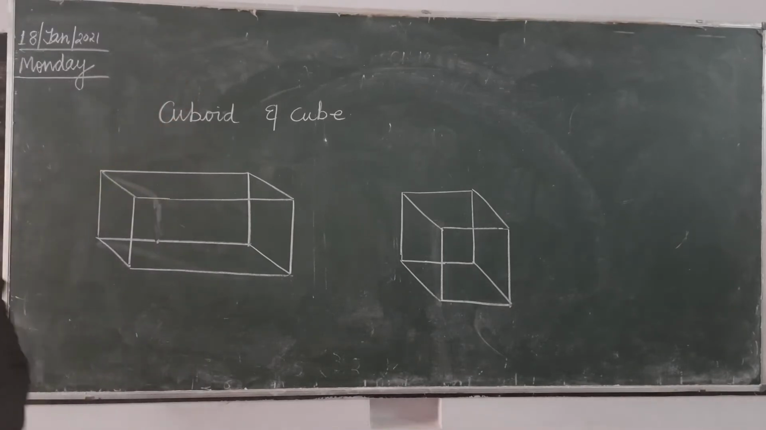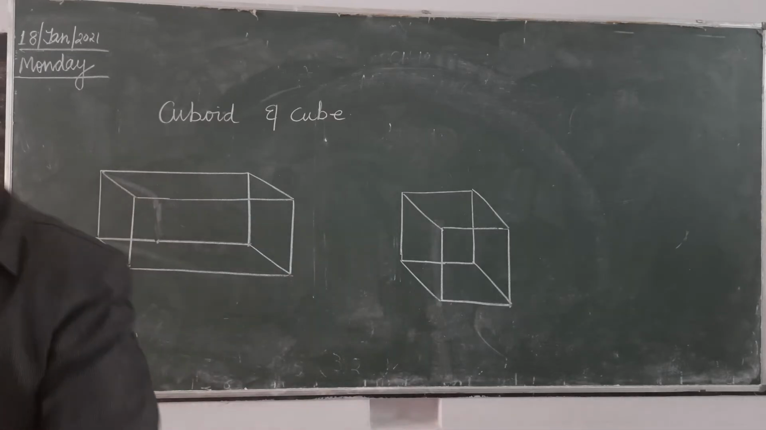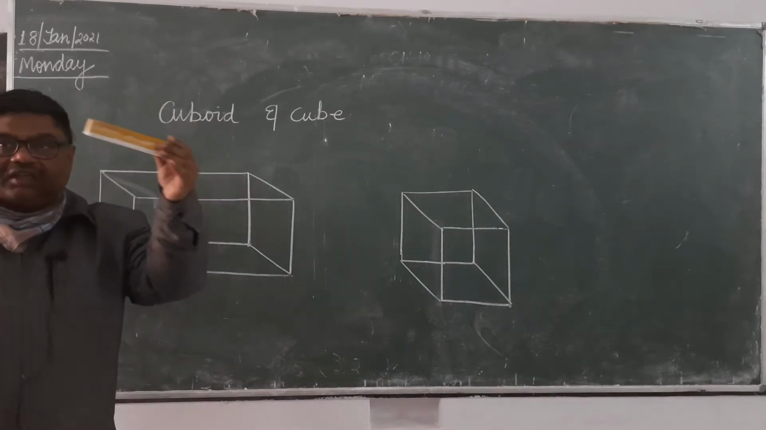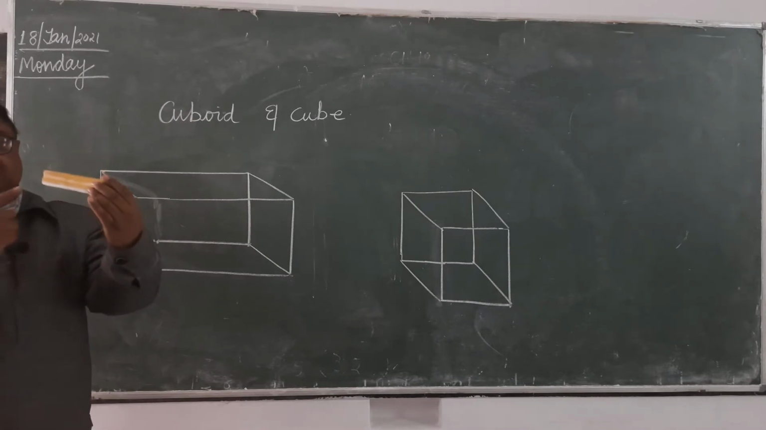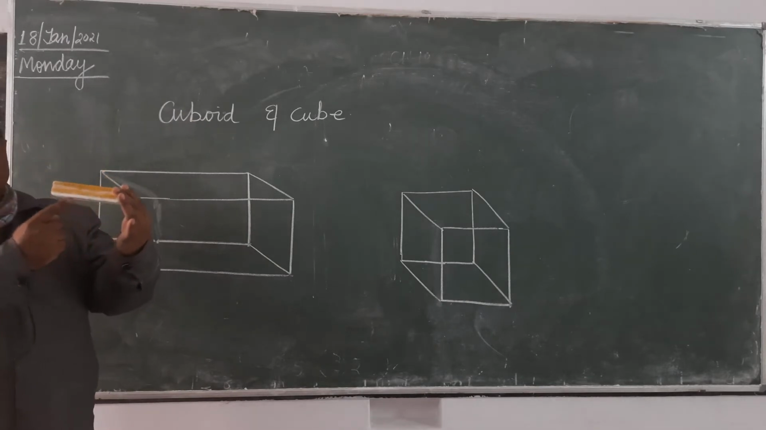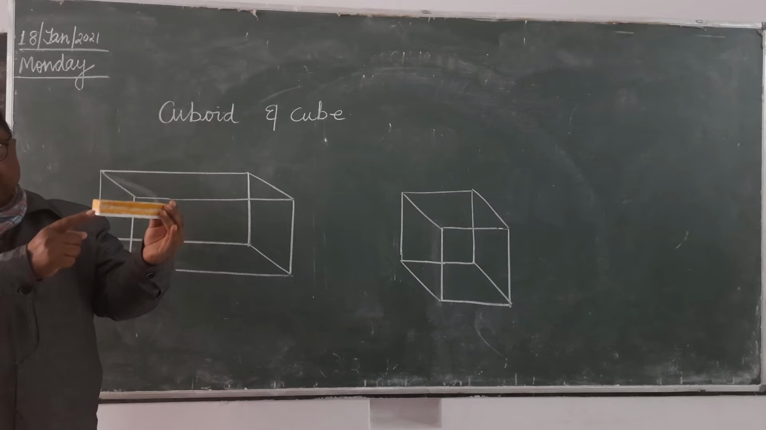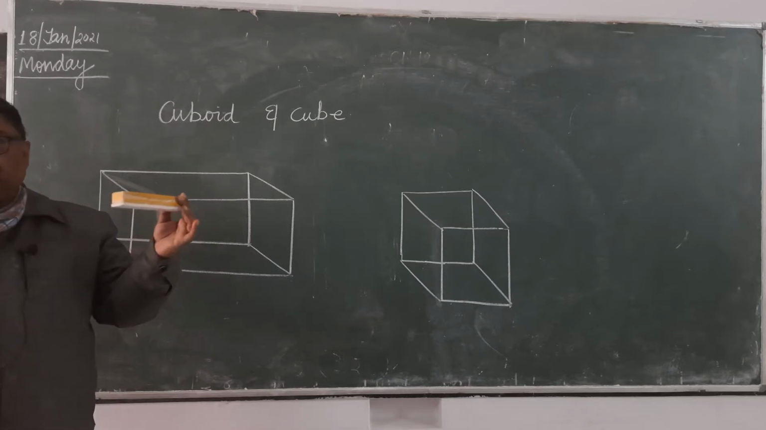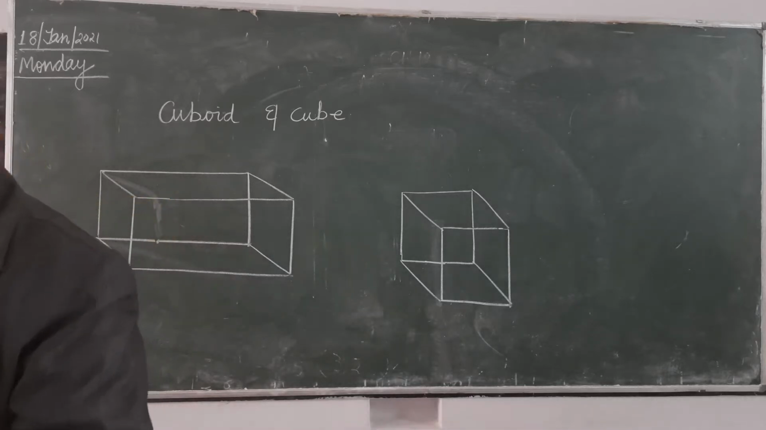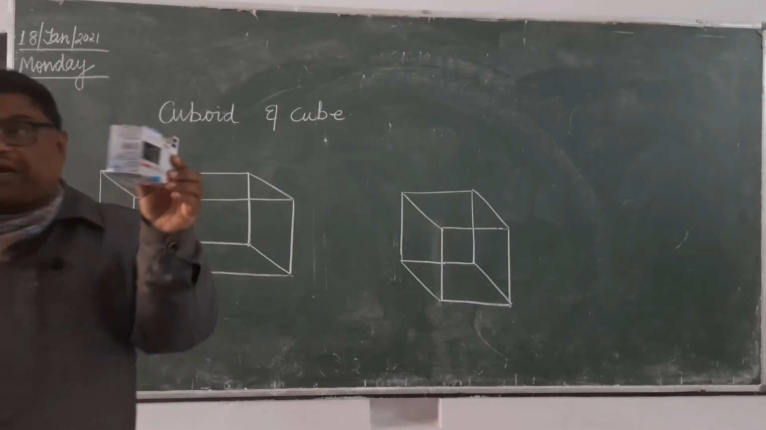So now here you can see that this is a cuboid. Here it is like this shape. This is in the shape of a cuboid. This is the longest side, so it is called length. This is breadth and this is the height. It is clear. Now here this is also in the cuboid shape.